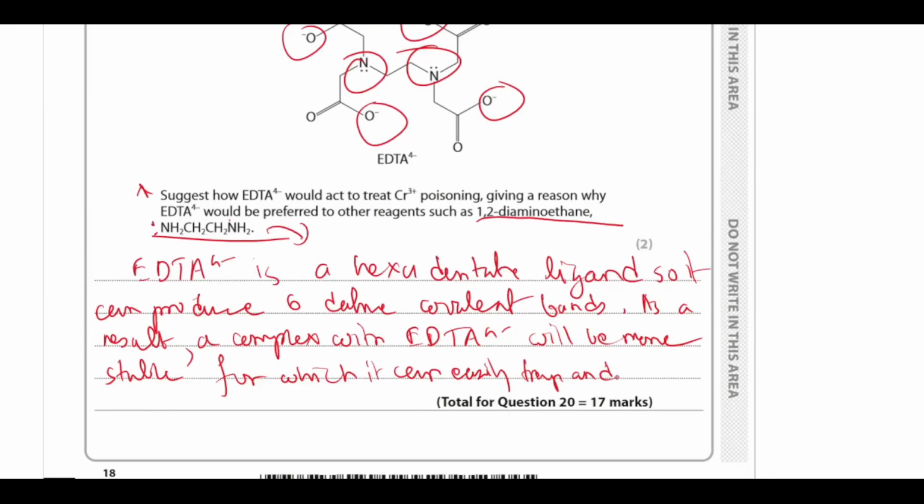Trap and remove Cr3+ from blood. Now that's very important because the more stable the complex is, the more ability it has to trap Cr3+ within the complex and to hold it for a long period of time before it gets removed from the body. So that is why EDTA4- is more preferred due to its stability, and the stability basically comes due to the nature of the ligand, which is a hexadentate one.